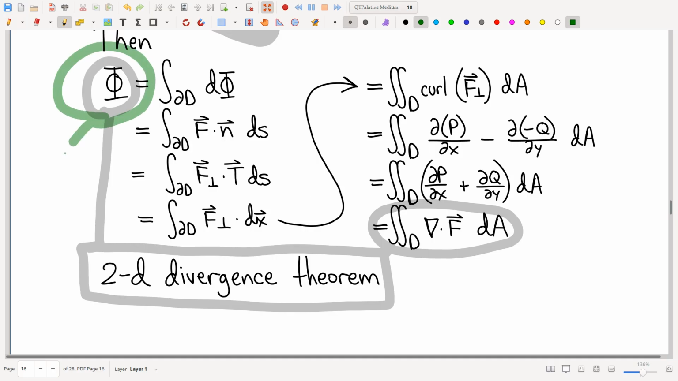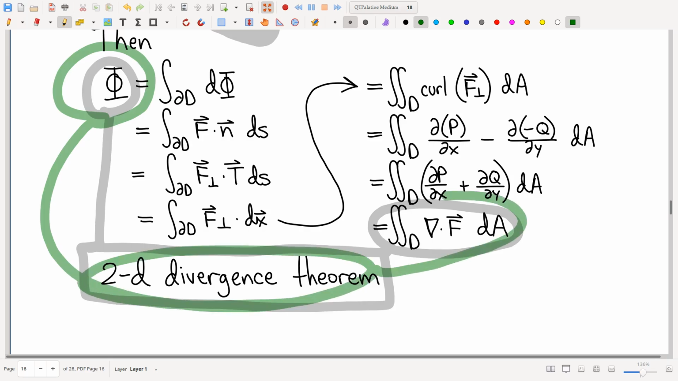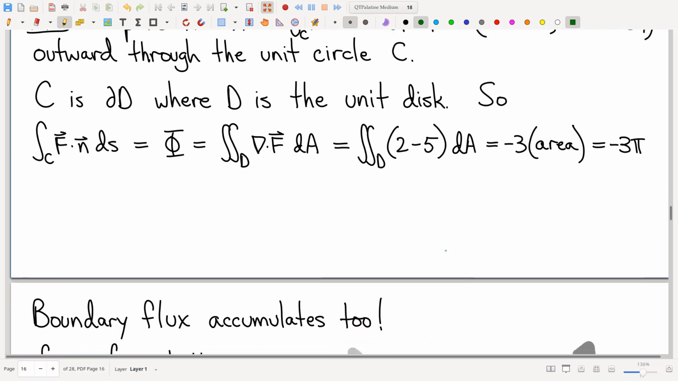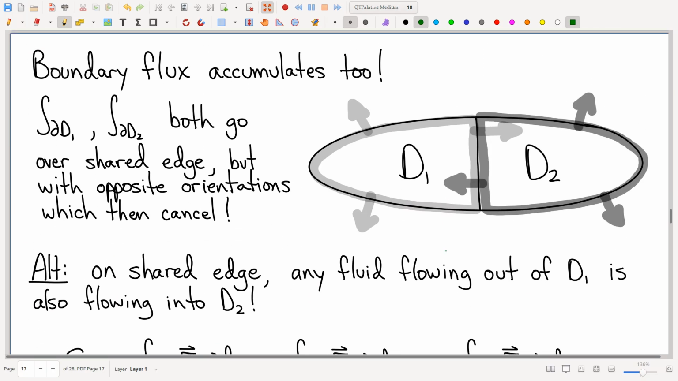Starting with the idea that the two-dimensional divergence theorem is a special case of Green's theorem. But check this out. You don't actually need Green's theorem at all to make this theorem, because boundary flux is also an accumulating quantity, and it's not even hard to see why it is, right? So let's just think it through.